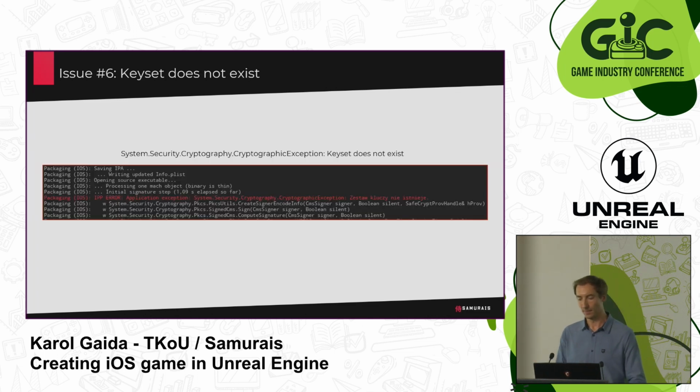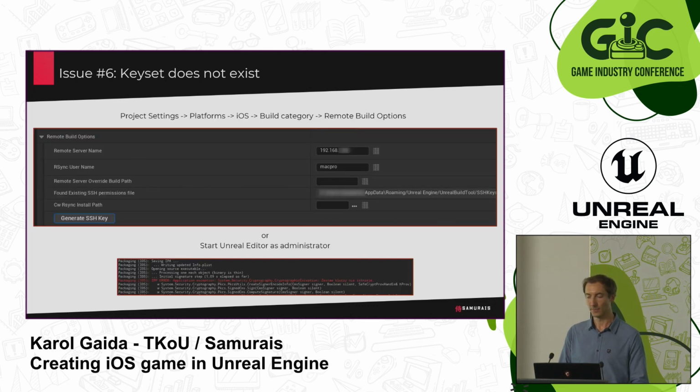Issue 6. If we are building a C++ project, we will most likely see the following error: keyset does not exist. It occurs when Unreal tries to code sign the packaged game and is unable to do so. This is a somewhat general error, and it may appear in several different situations. So the first thing, we should make sure that Unreal can connect to our Mac for remote code compiling via SSH. If the remote build options are not set up, do so.